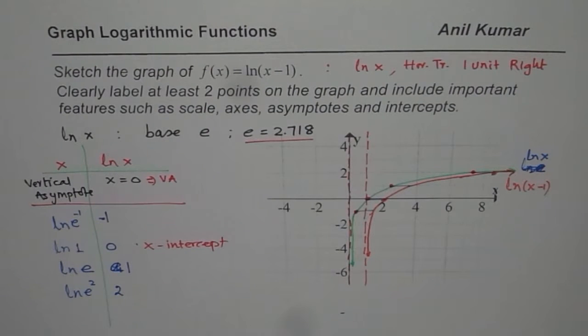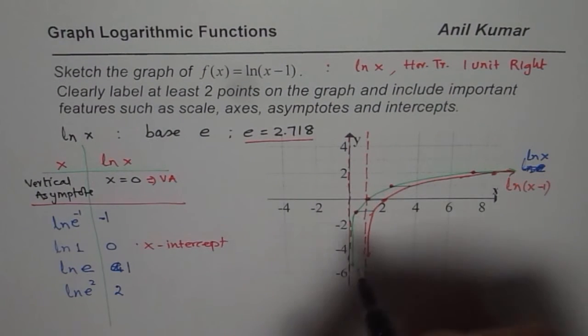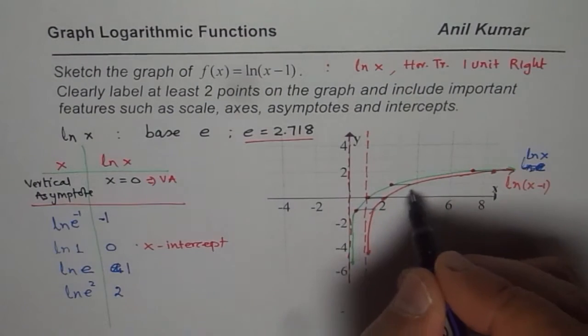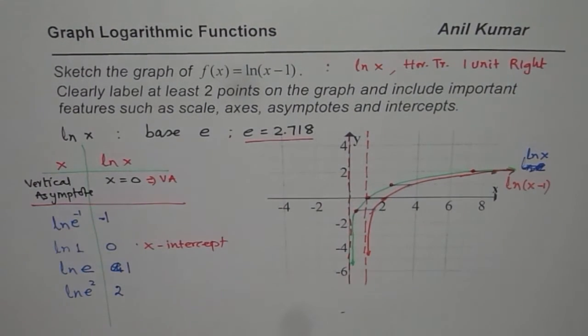So in this, these are our critical values. These are 4 different values shown on the graph, and then the 5th one is the vertical asymptote. I hope that helps you to understand the concept. So these are the final points which we have.